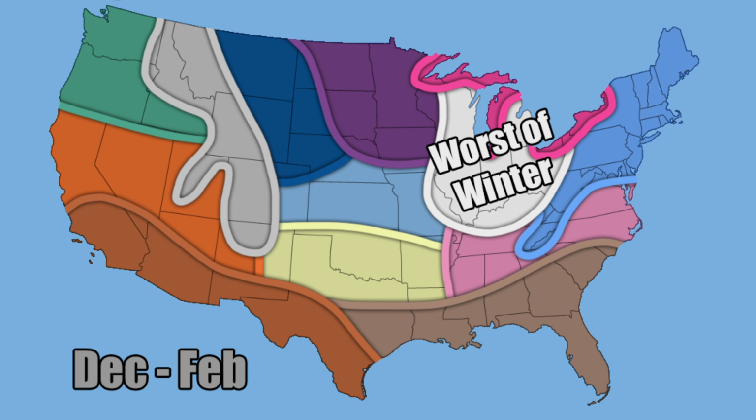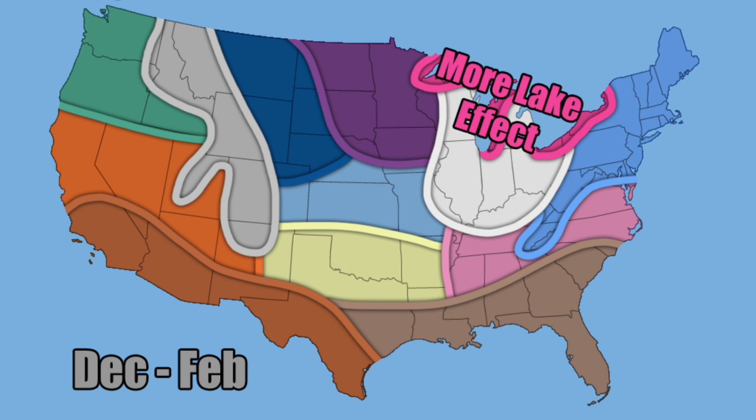Worst of winter for this region in the white for portions of the Great Lakes. This is where I'm expecting it to be very snowy and also fairly cold for the winter, and I think this might be a fairly potent winter in terms of both cold and snow. More lake effect snow for this region, fairly self-explanatory.